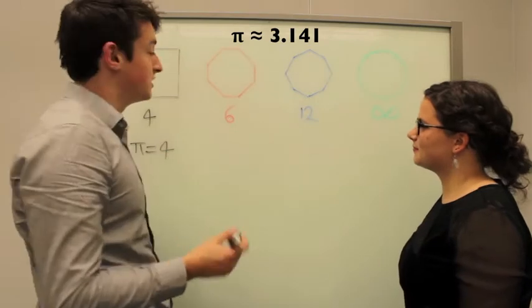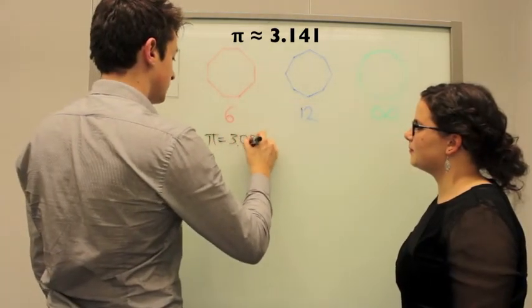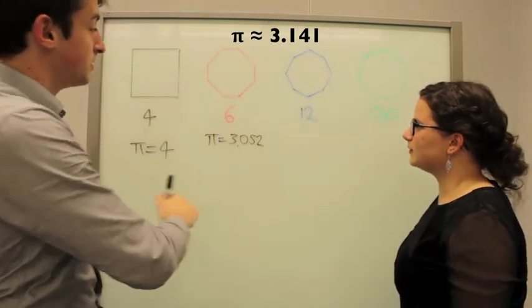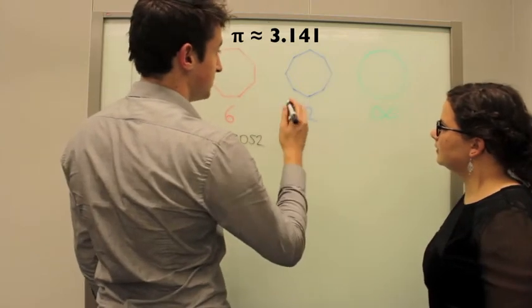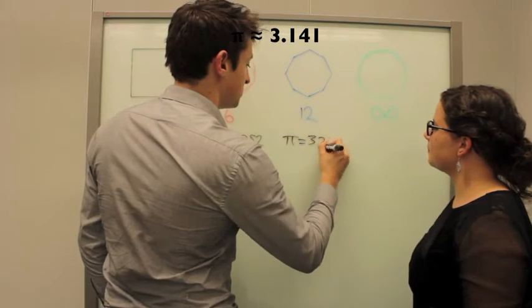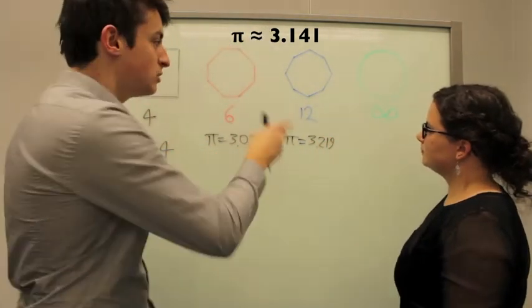But if we do this with a hexagon, then we get a value of pi equal to 3.052. A little bit closer. It's actually quite a significant improvement. Yeah. And then if we do the same thing again for the dodecagon, we get pi equal to 3.219. So we're tending towards the true value of pi.